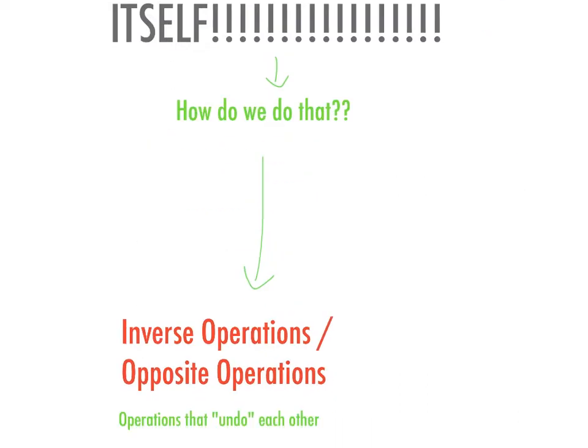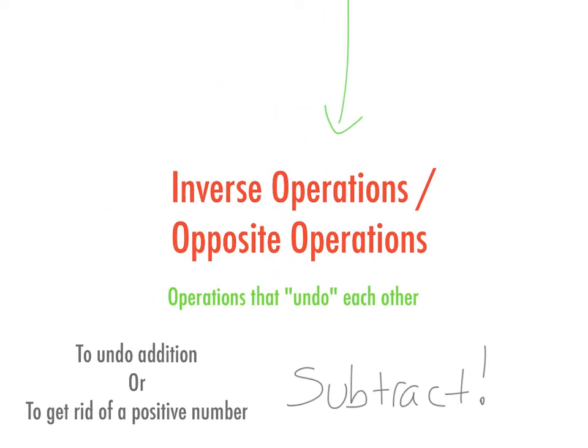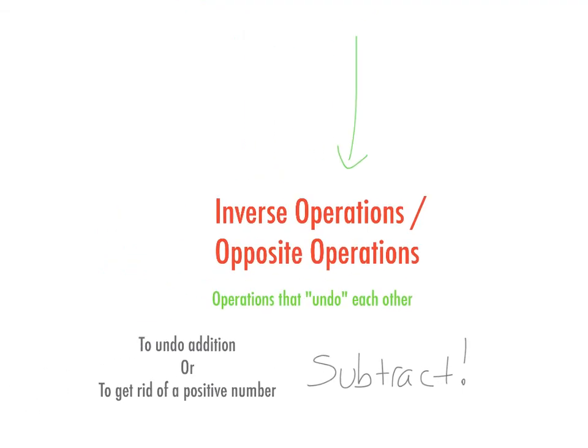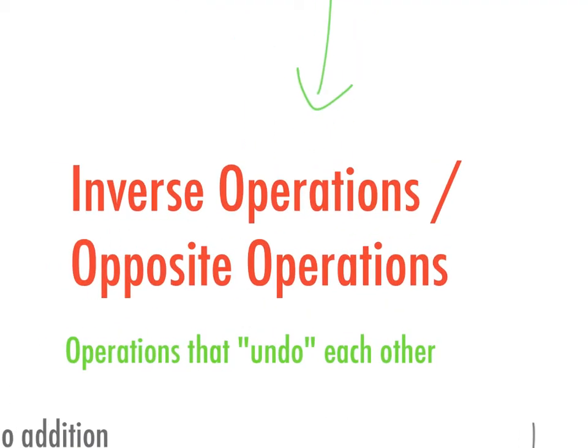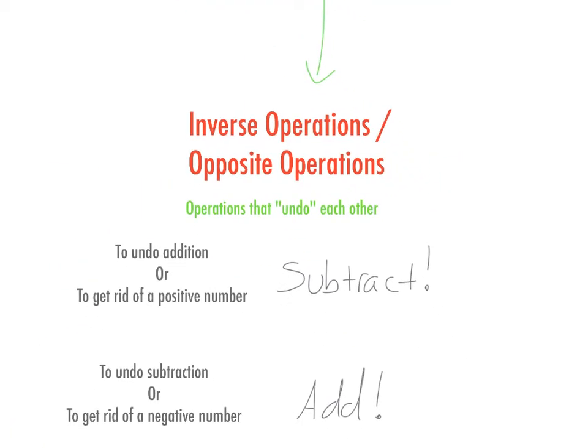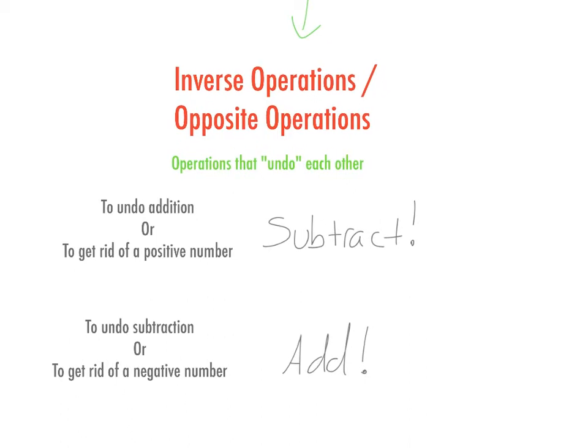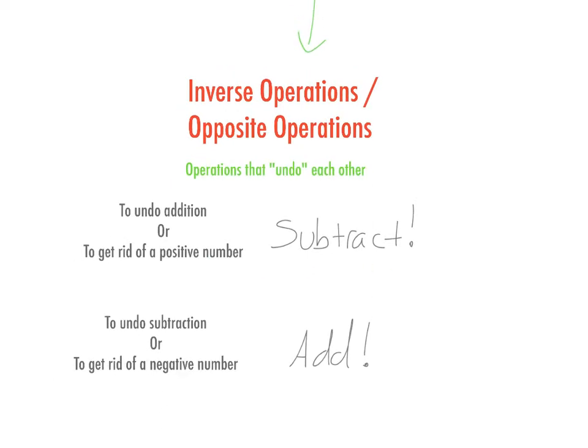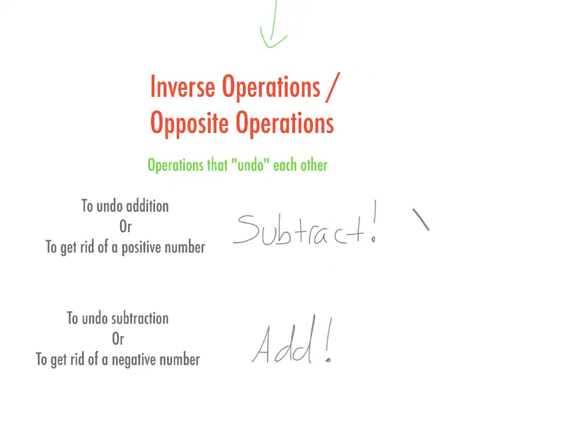Now, how do we do that? Well, we do that by what's called inverse operations, okay? Which are operations that undo each other. Now, to undo addition, or to get rid of a positive number, we subtract. So what's an example of that? Well, an example would be like x plus 9 equals 20.